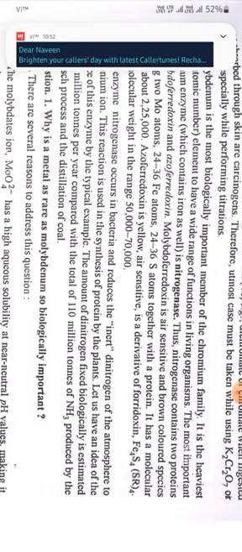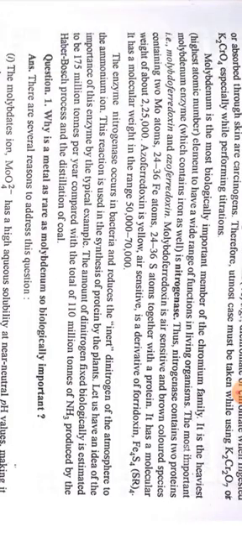Molybdenum is the most biologically important member of the chromium family. It is the heaviest element, by atomic number, to have a wide range of functions in living organisms. The most important molybdenum enzyme, which contains iron as well, is nitrogenase. Thus, nitrogenase contains two proteins, molybdenum ferredoxin and azoferredoxin.